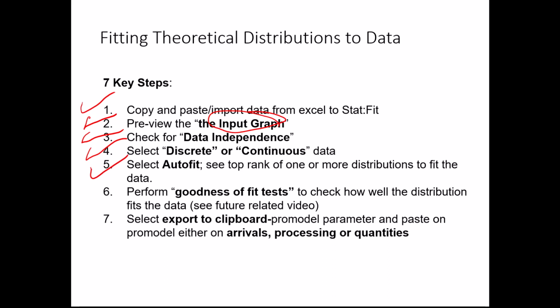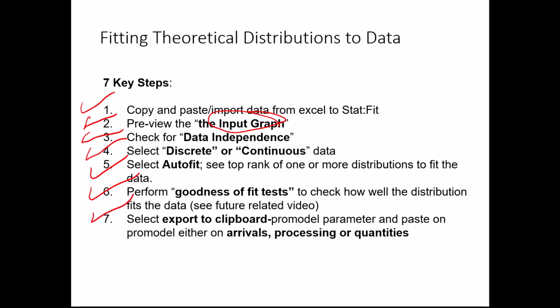You want to go and select the AutoFit, which shows you the top ranks of one or more distributions you can select and test to see which one you're more comfortable with. You take a look at your goodness of fit test using the Kolmogorov-Smirnov method or the chi-square and see if that fits what is your design.